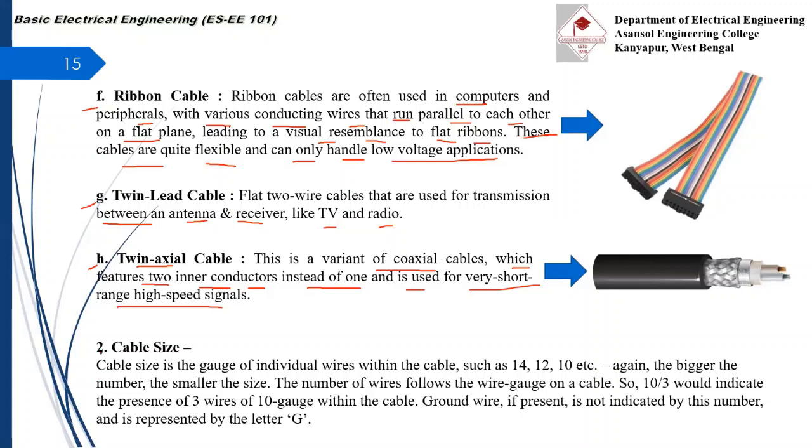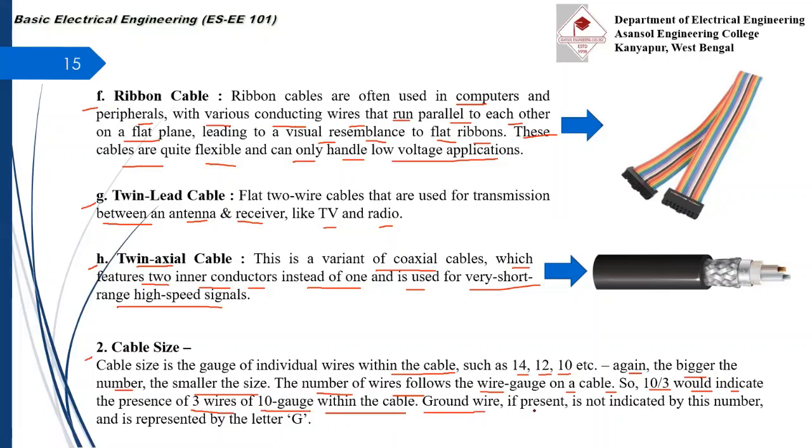Okay, next the last topic under the cable is cable size. The cable size is the gauge of individual wires within the cable, such as 14, 12, 10, like the previous one. Again, the bigger the number, smaller will be the size. The number of wires follows the wire gauge on the cable. So 10 by 3 would indicate the presence of 3 wires of 10 gauge within the cable.